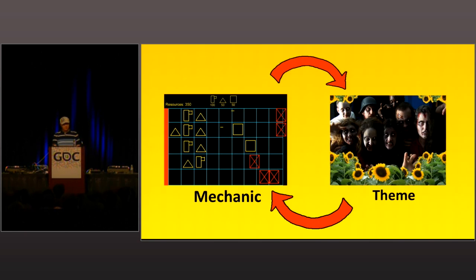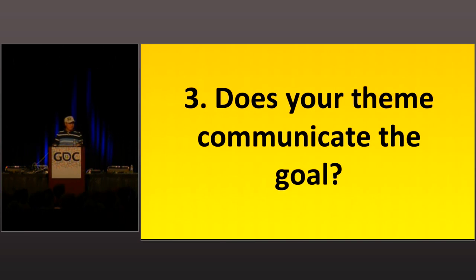And at the end of this process, you should feel like your game's mechanics and theme are tightly knit, and you'll have a much better game for it. The next question is, does your theme communicate the goal? It's kind of a subset of the last question, but I felt like it was important enough to call out on its own.